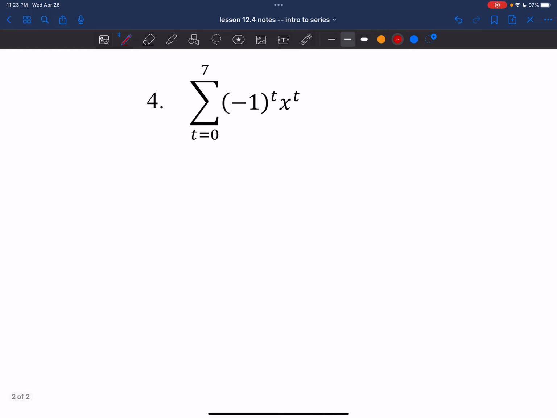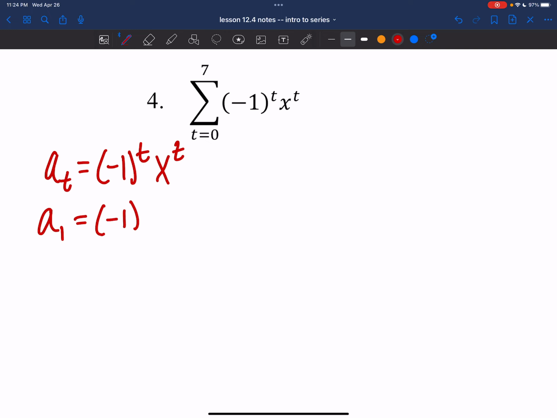So what does this look like? If a sub t equals -1 to the t times x to the t, then what is a sub 1? Well, that's -1 to the 0, because that's where we're starting, times x to the 0. Well, -1 to the 0 is 1, and x to the 0 is also 1, so that's 1 times 1 is 1. A sub 1 is -1 to the 1 times x to the 1. x to the 1 is just x, and -1 to the 1 is negative, so that's negative x.